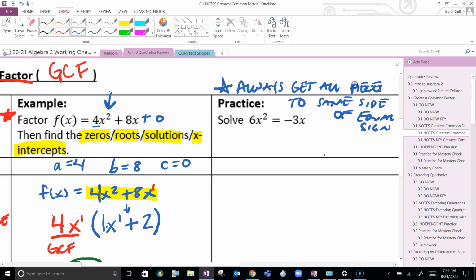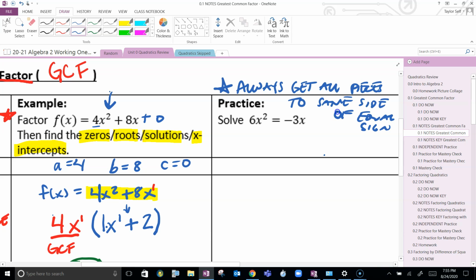Always get all pieces to the same side of the equal sign. So what we're going to do is start this problem by moving something to the other side of the equal sign. Here's a tip. Always keep your x squared positive. So we don't want to move the 6x squared because the 6 is already positive. That's good. Don't mess with that.